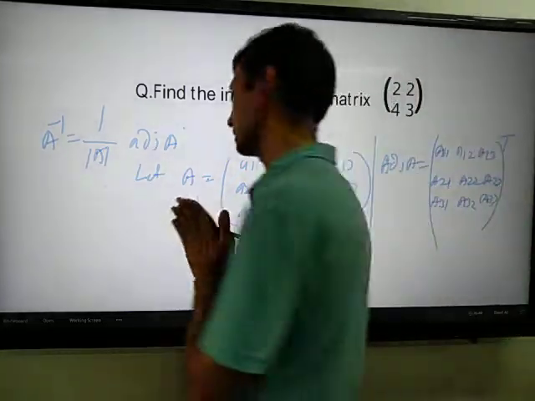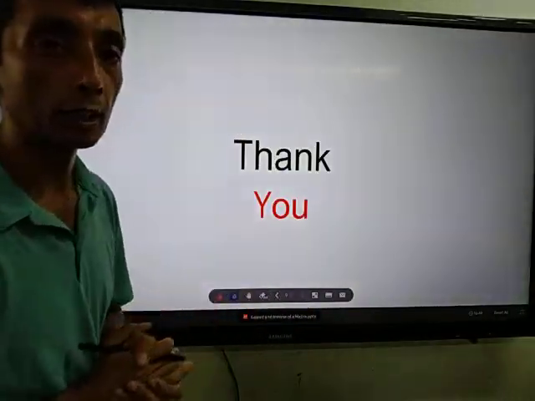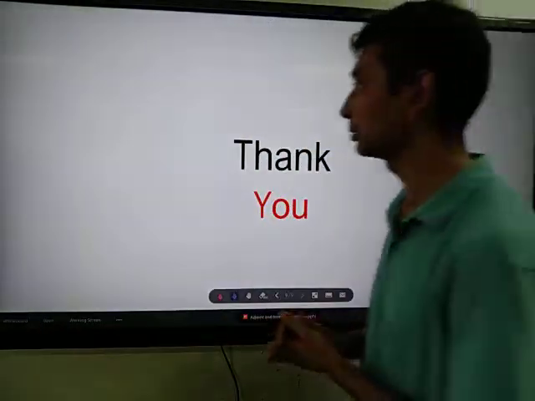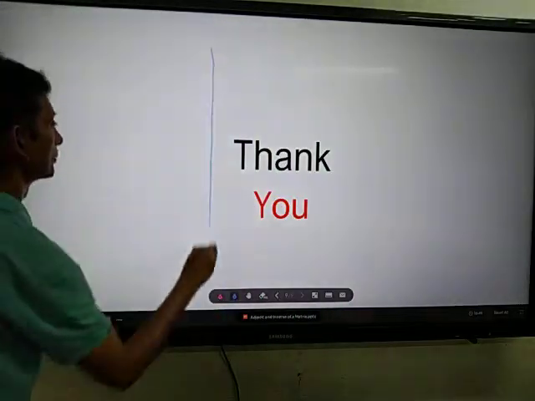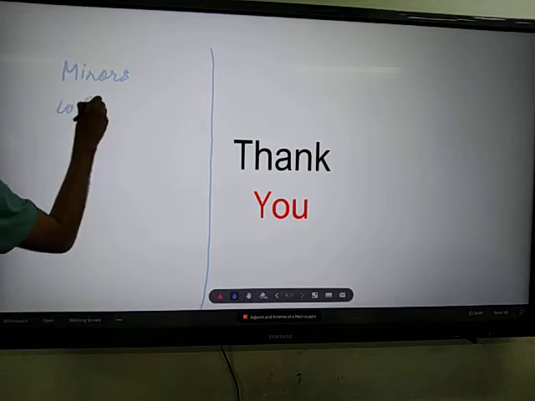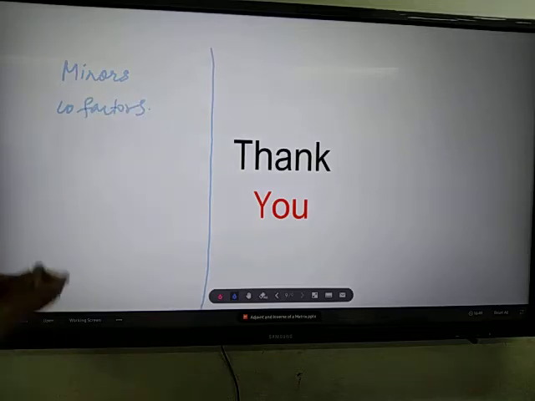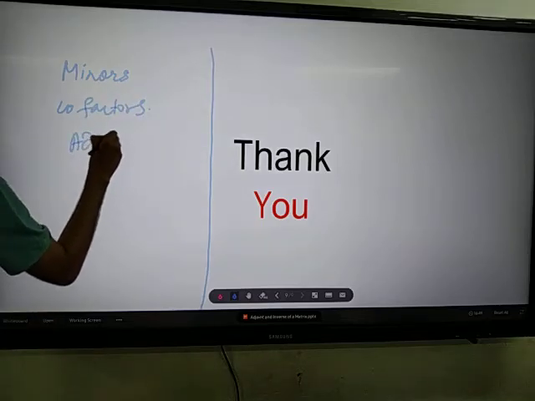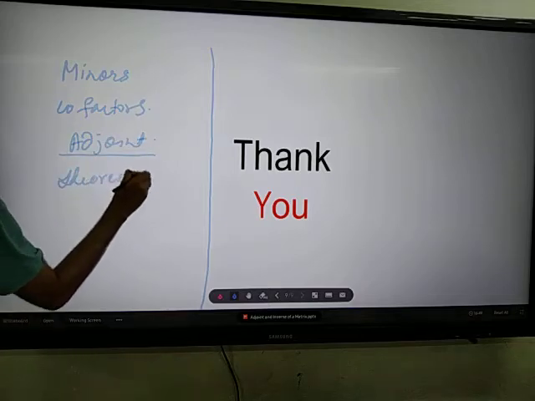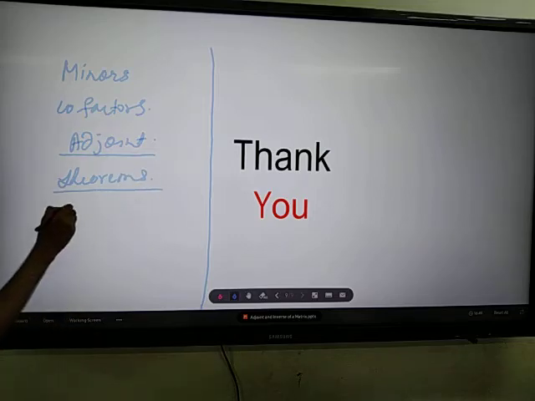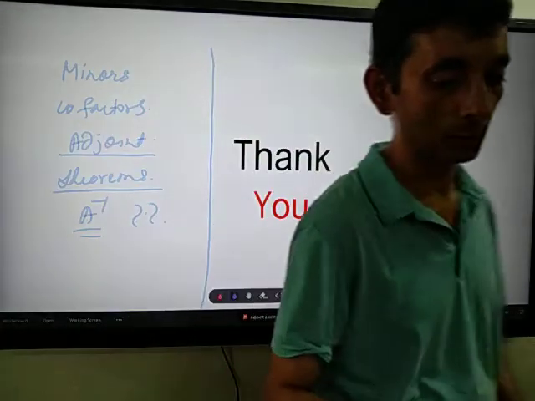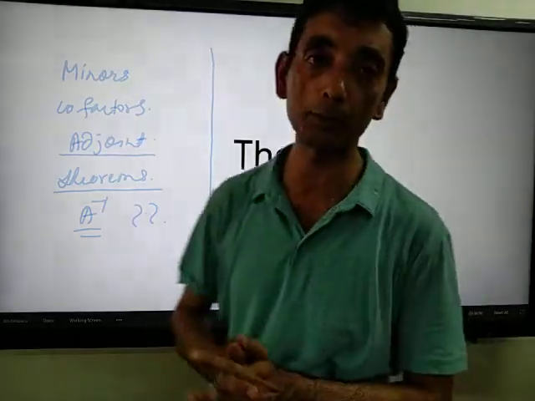So today we discussed some very important concepts right from the minors. If we have a quick look at what we have learned today: first, we have learned about the minors, the cofactors, the adjoints, important theorems, and how to find the inverse of a matrix. So these are all very useful concepts that we have learned today.